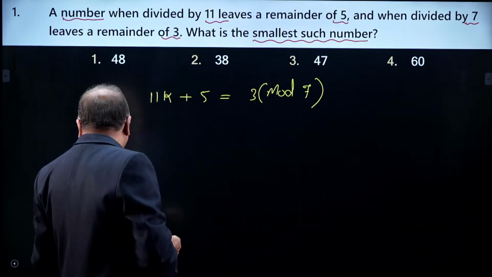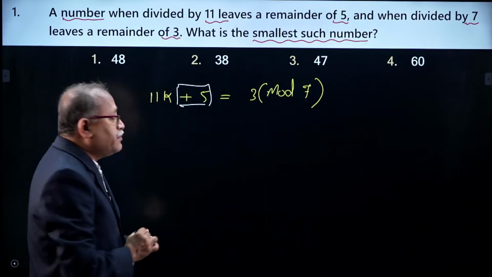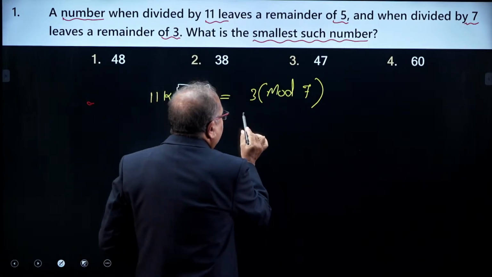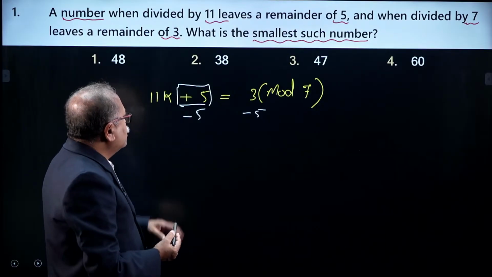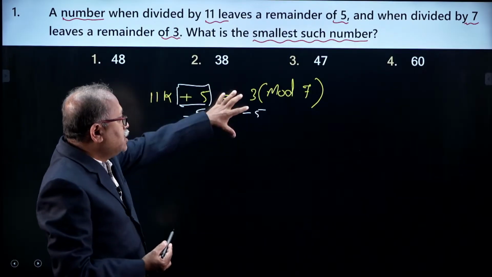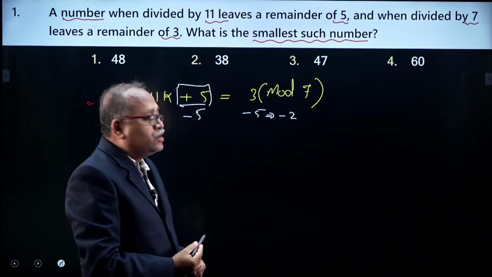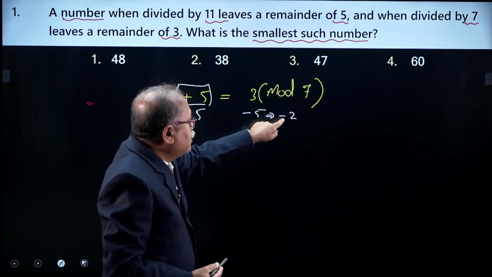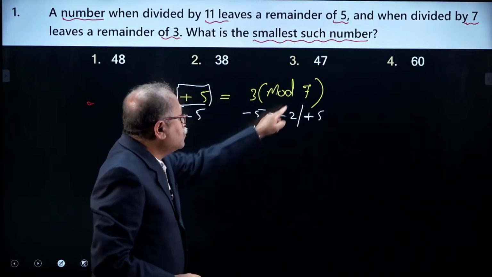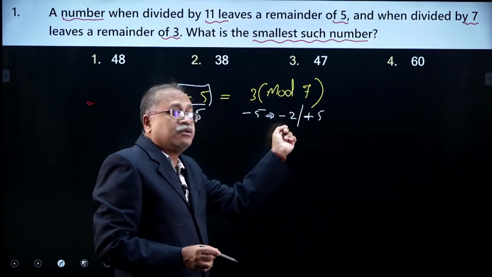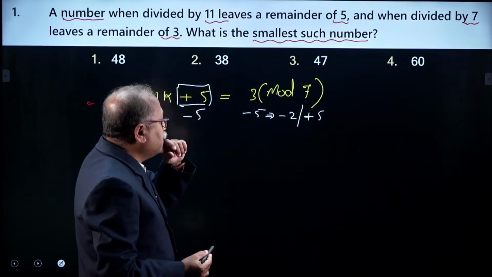Okay, here we have the plus 5. So in order to make this 11k, I will go for minus 5 over here and minus 5 over here, both sides, so left hand side will be equal to right hand side. So I will get here 11k, which is equal to minus 2. Minus 2, the total is 7. Minus 2 can also be written as plus 5, reciprocal, you know. The total is 7. So either the remainder is minus 2 or the remainder is plus 5. Both are applicable.